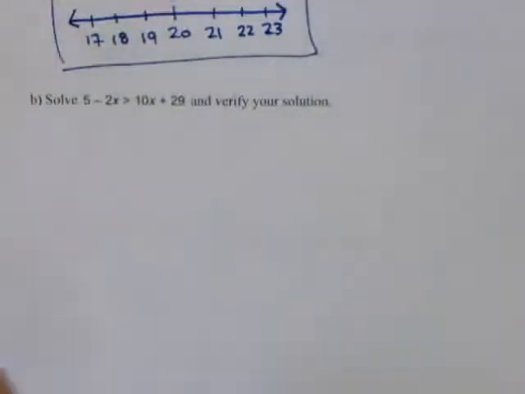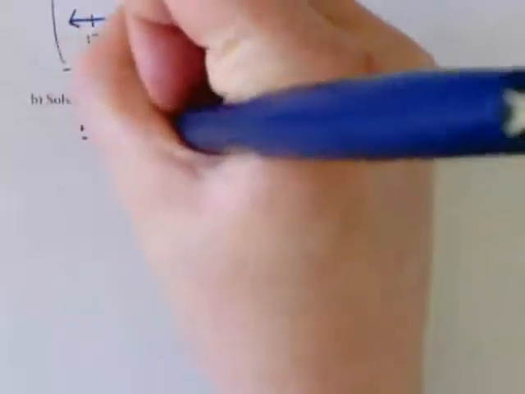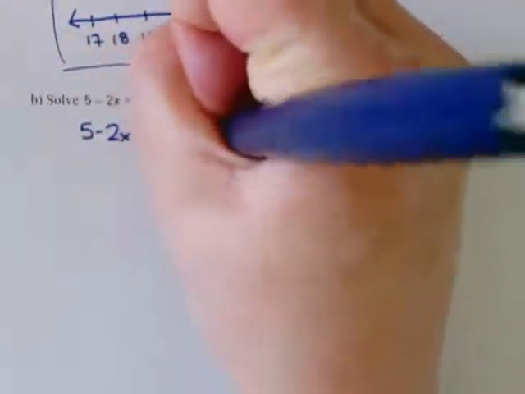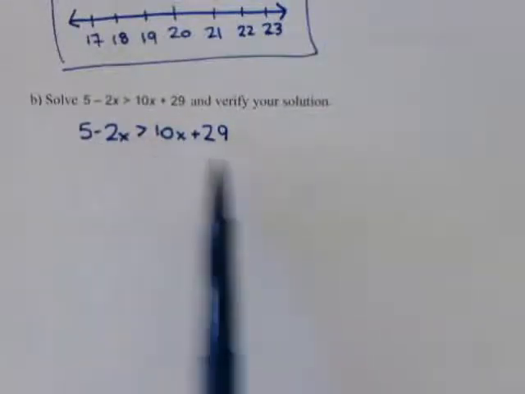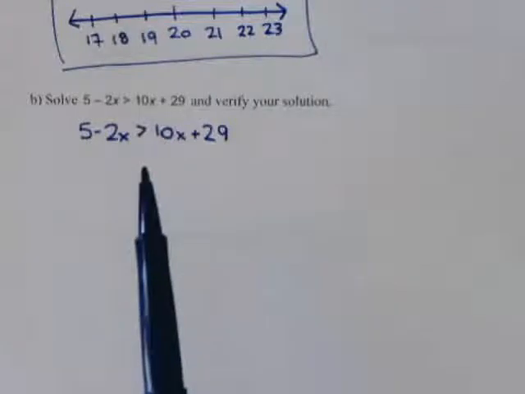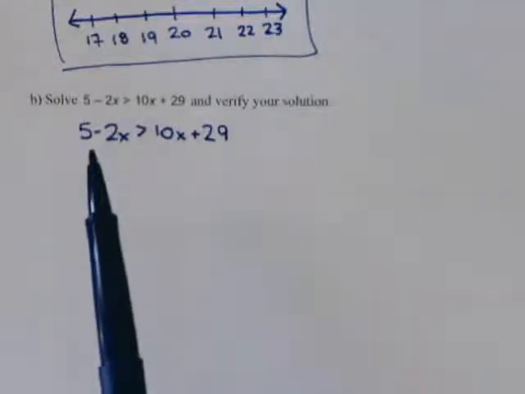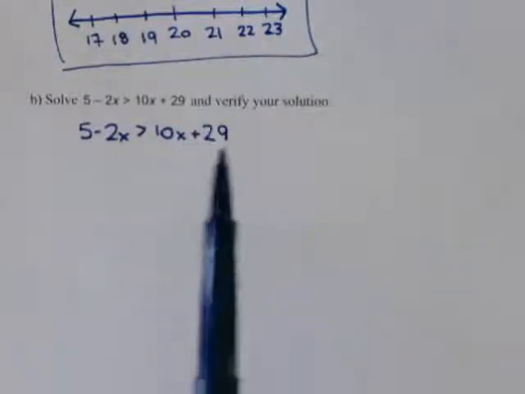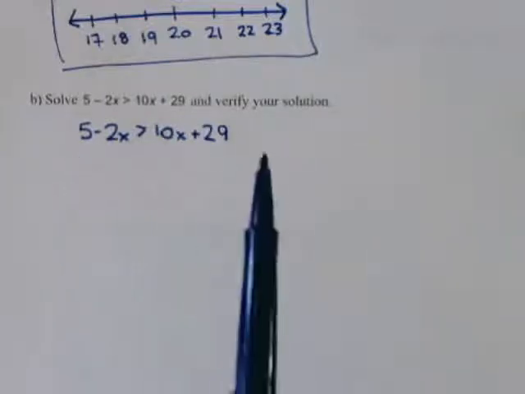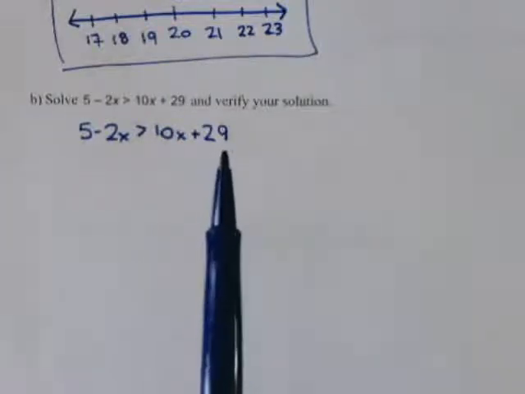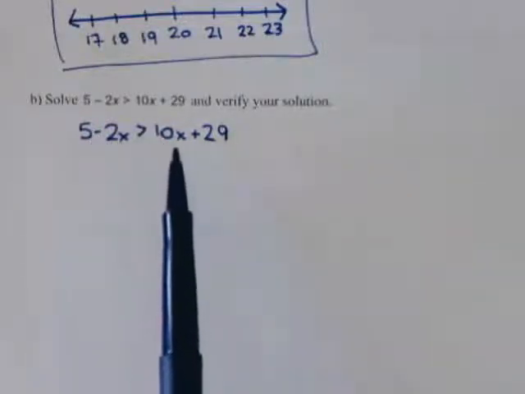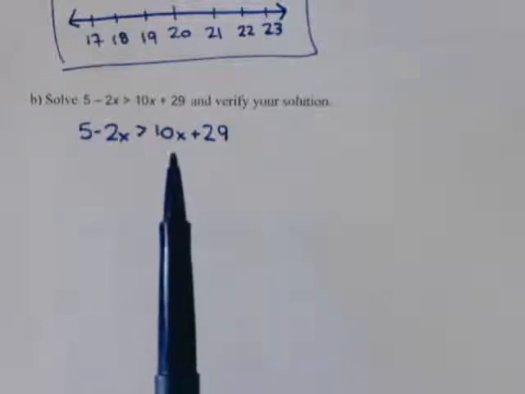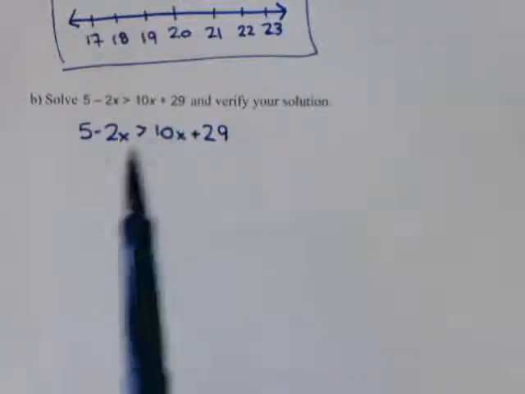Now, moving on to example B, a little bit more steps to deal with here. It's the same type of idea as when we had to deal with equalities when we had like terms on both sides, okay? So we have a 5 and its like term is 29. The two of them go together because they're both considered constant terms. And in this case, you have negative 2x and you have 10x. Those are like terms as well because they both have an x in them and the exponent is 1.